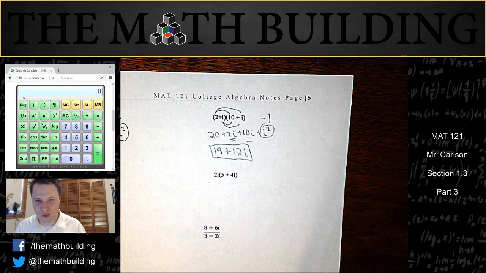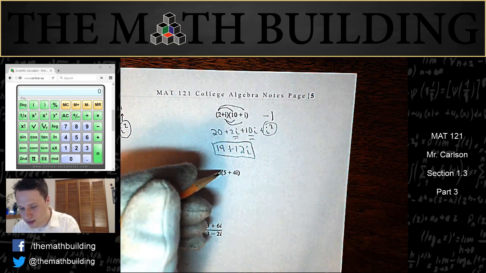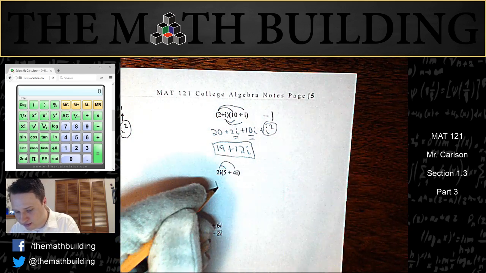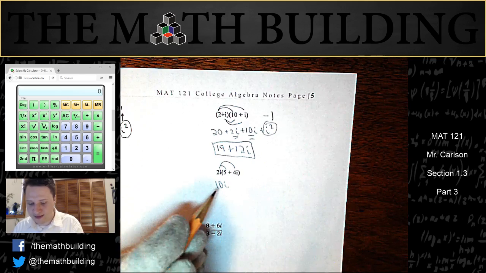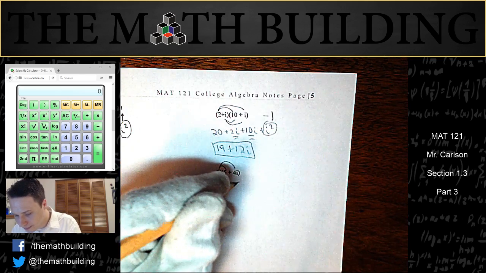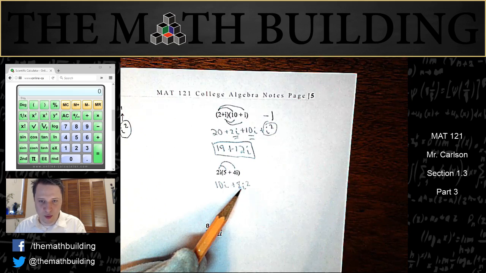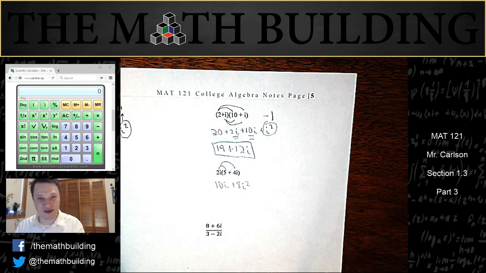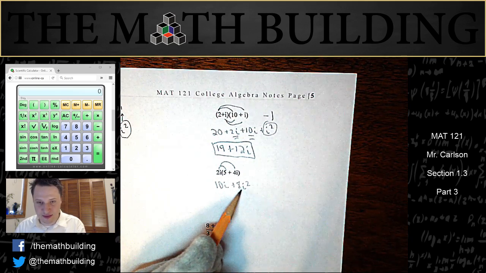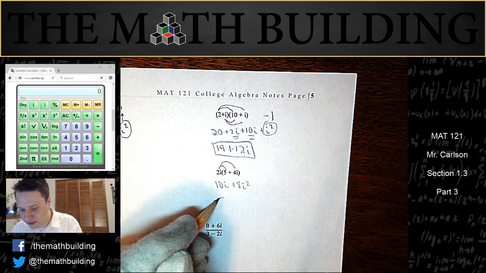Let's do this one. 2i times 5 plus 4i. This is just a distributive property one. It's not too bad. 2i times 5 is 10i. 2i times 4i will be 8i squared. This i squared becomes a negative 1. So that means this is negative 8. So we'll put it first.